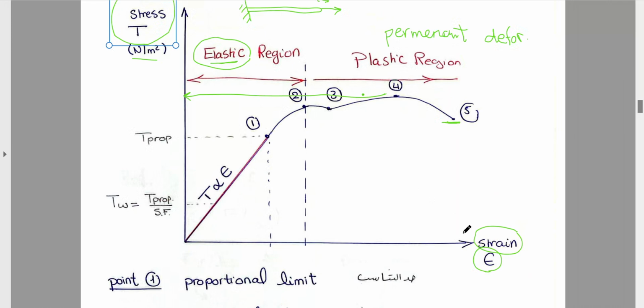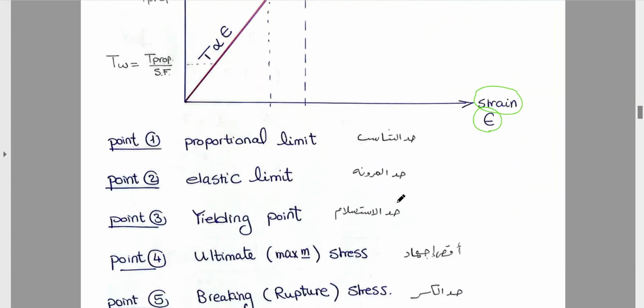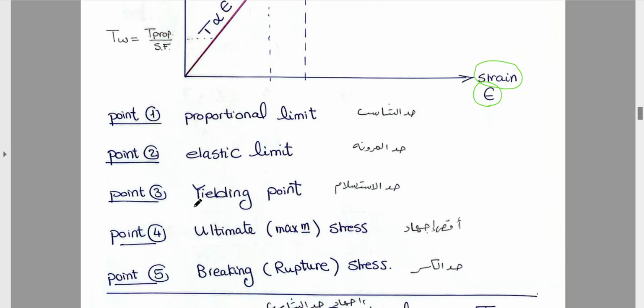This is the stress strain curve. It differs from one material to another. We make experiments in the laboratory to determine the stress strain curve for every material. As I mentioned, point 1 is called the proportional limit. Point 2 is the last point of the elastic region. It's called the elastic limit. Point 3 is called the yielding point.